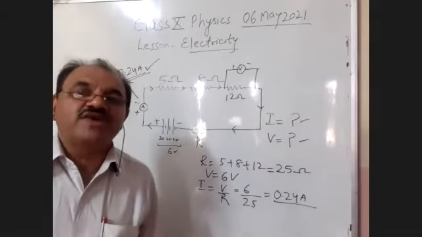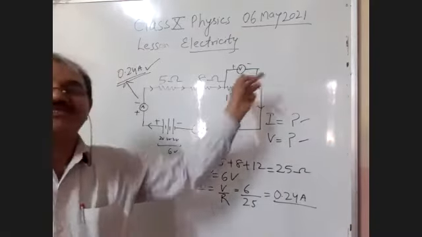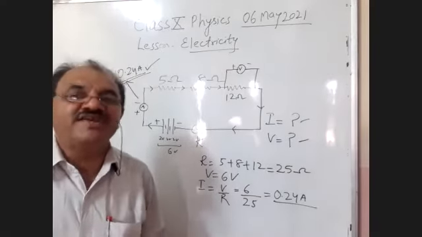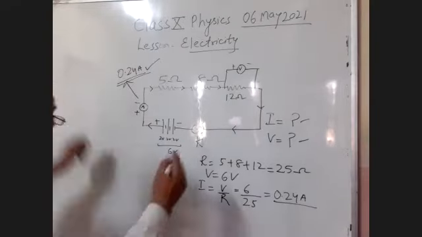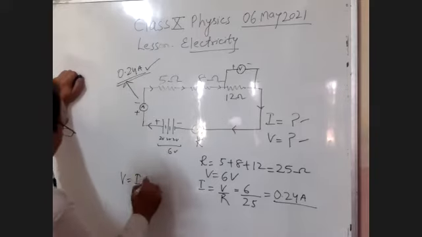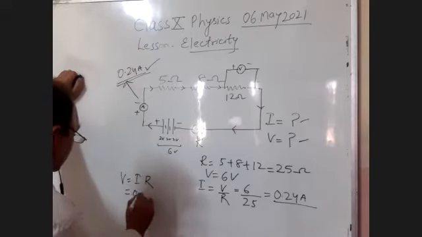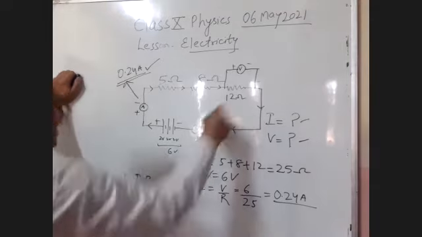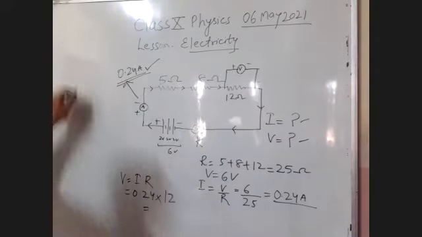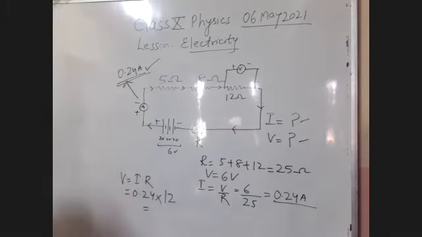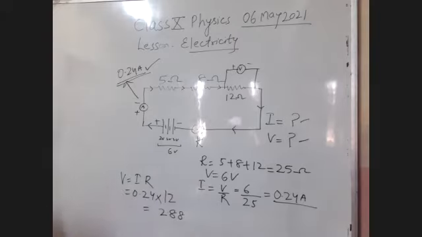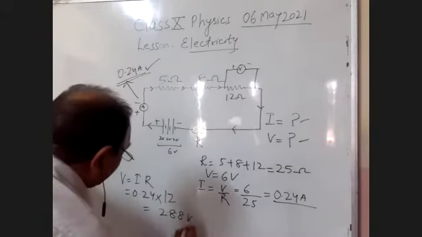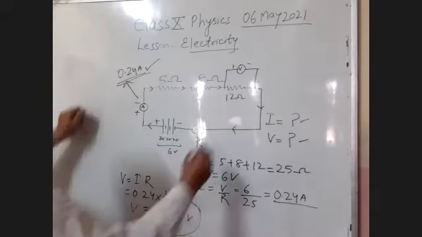Now for the second answer, what we have to calculate is the reading shown by this voltmeter, which means the potential difference across the 12 ohm resistance. Now students, again I'll use the formula V is equal to IR. I is 0.24 and R is 12, because I have to calculate the potential difference across the 12 ohm resistance. When I solve, students, it will be 2.88 volt. This will be the voltmeter reading.